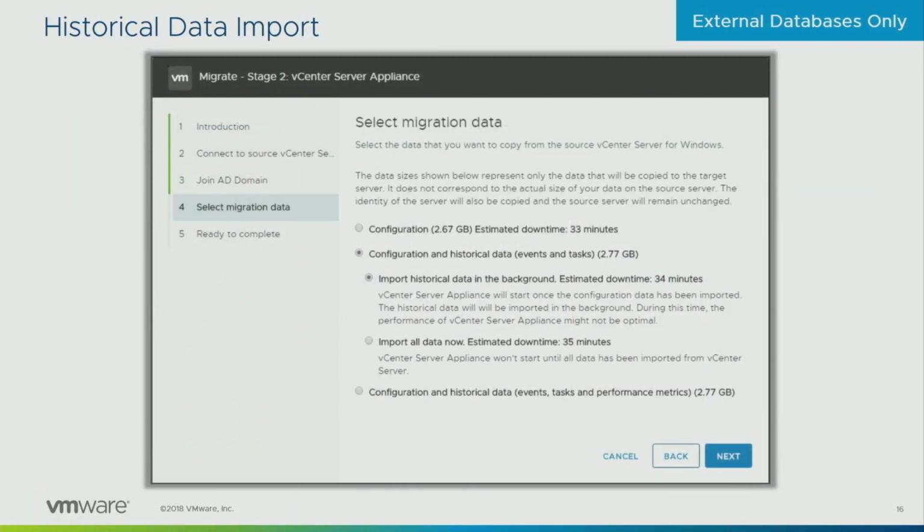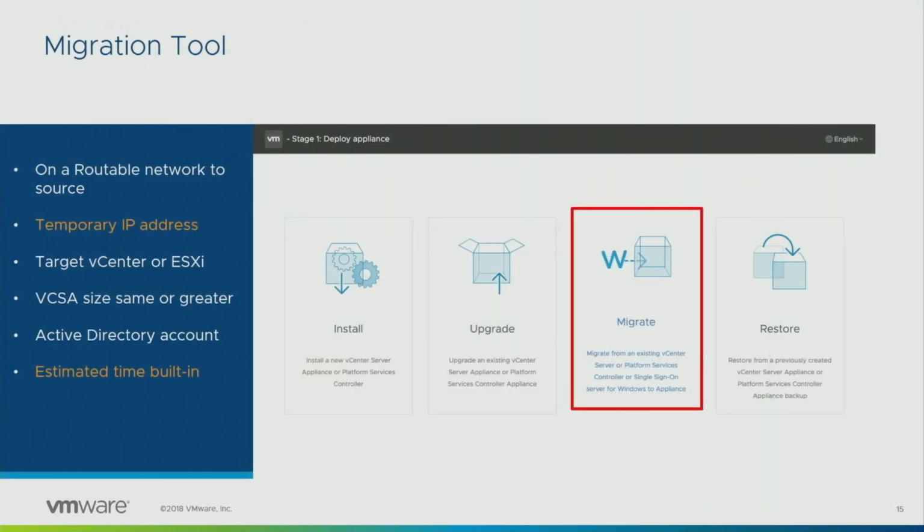I would say the other thing on that slide, if you don't mind going back, is the Active Directory account. So if your vCenter or PSC are joined, depending on your embedded versus external, if you're joined to the domain during the migration process, you will need an account that has rights to be able to update the object within Active Directory. So keep that in mind as well.